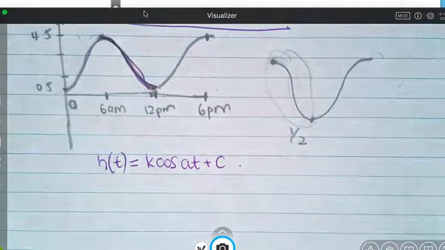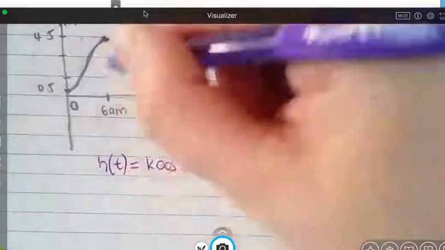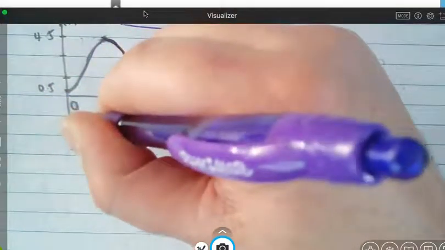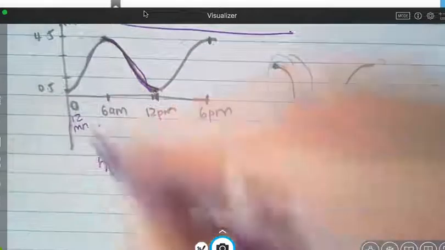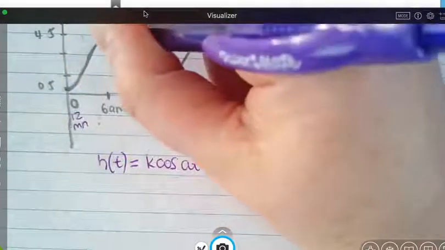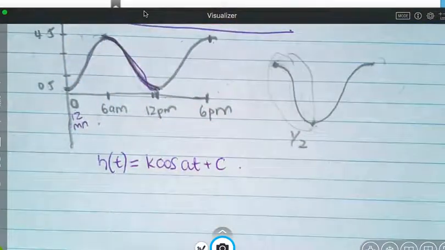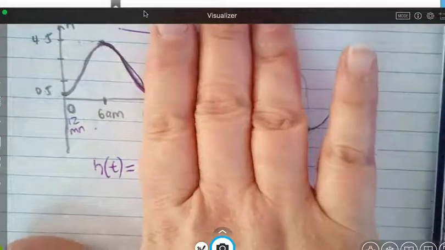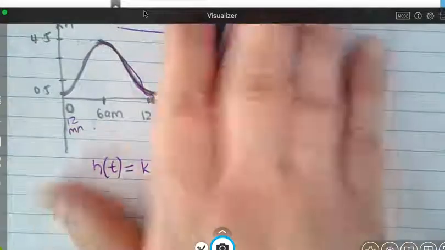Now, I only need one full curve, don't I? So where is one full curve? It said you have to start at midnight, 12 midnight. It was at 0 time. 6 hours to get up, 6 hours to get back down. Where does the full curve stop? There's one full curve. All right, now that's one full curve.